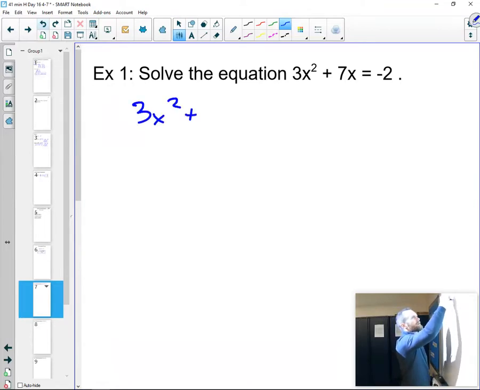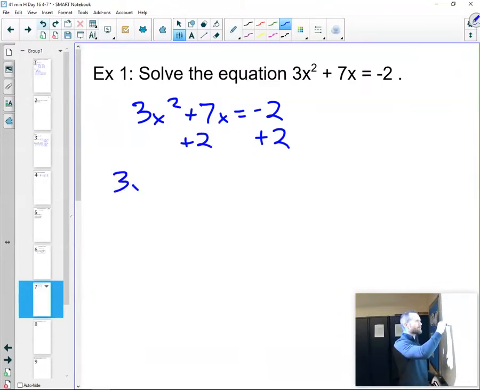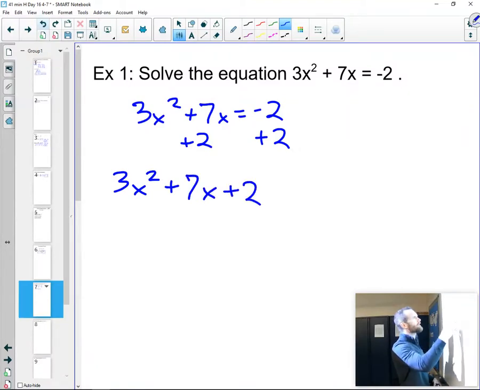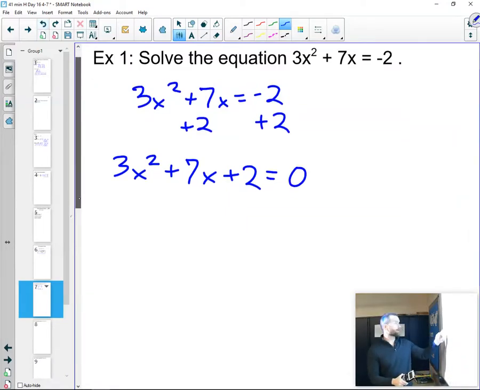So let me rewrite this down here. 3x squared plus 7x equals negative 2. Hopefully we remember, just like factoring, the first thing we want to do is get everything on one side of the equation. We want it in standard form. So I'm going to add 2 to both sides to get 3x squared plus 7x plus 2. We can't combine the 7x and the 2 because the 7x has a variable and the 2 is a constant. It doesn't have any variables with it. Now we're ready for the quadratic formula.